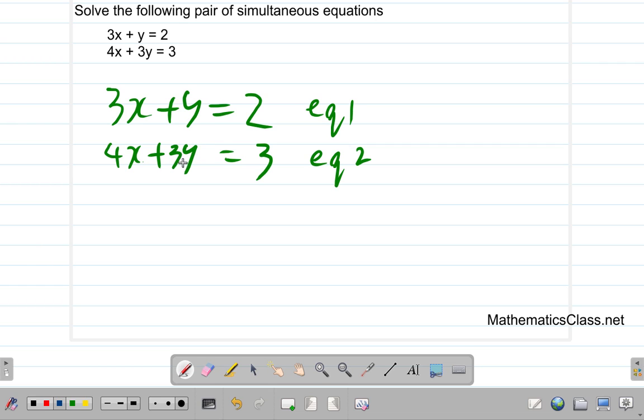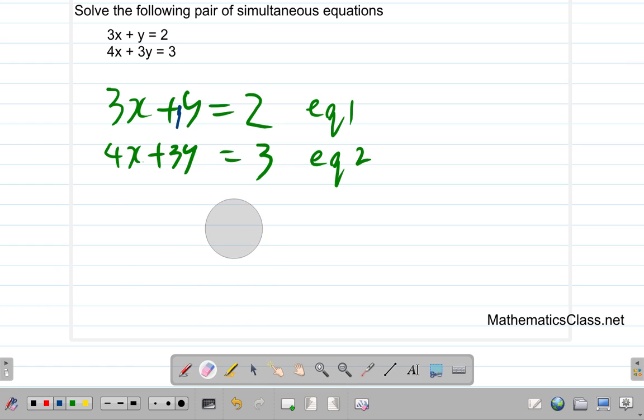Suppose we add equation 1 and 2. We'd say 3 plus 4 is 7x. This is 1y, you know. You can put the 1 in front of it. y means 1y. 1y plus 3y gives you 4y, equals 2 plus 3, 5. We have a problem. We have not eliminated x nor y. To eliminate x, we must have 0x. To eliminate y, we must have 0y. We have 7x and we have 4y.